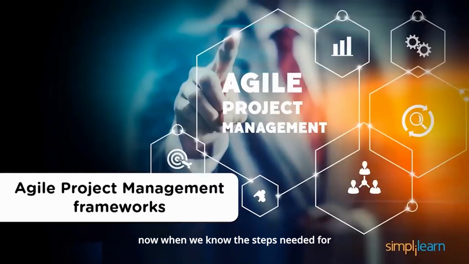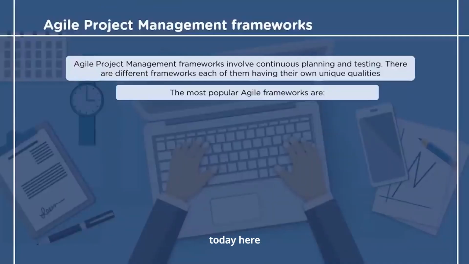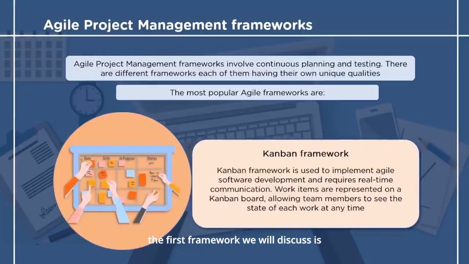Now that we know the steps needed for Agile project methodology, we must understand some Agile project management frameworks. There are several frameworks available today. Here, we will be discussing some of the most popular frameworks. The first framework we will discuss is the Kanban framework. Kanban framework is a well-known framework for implementing Agile software development. In the case of Kanban framework, work items are represented on the Kanban board, which helps all the team members to see the state of every piece of work at any time. Kanban board not only helps in visualizing the work, but also optimizing the workflow among the team.